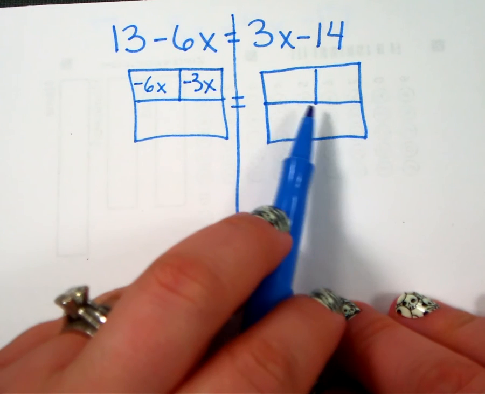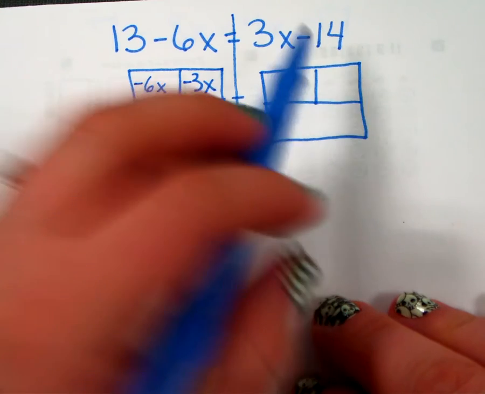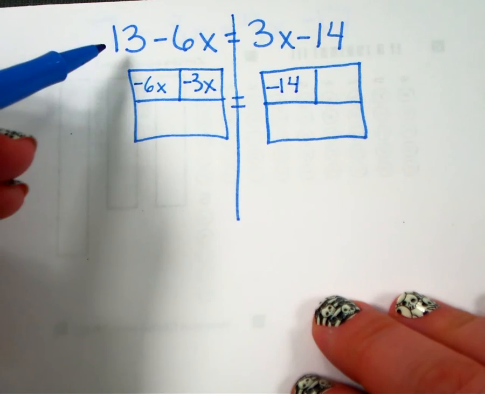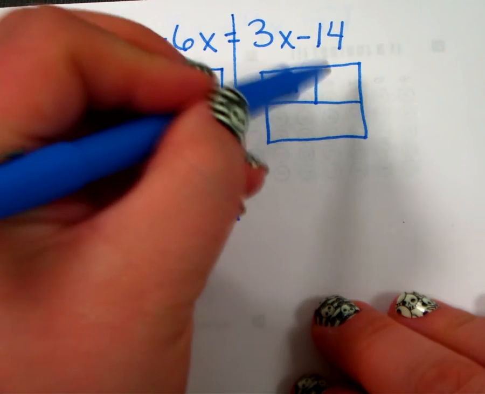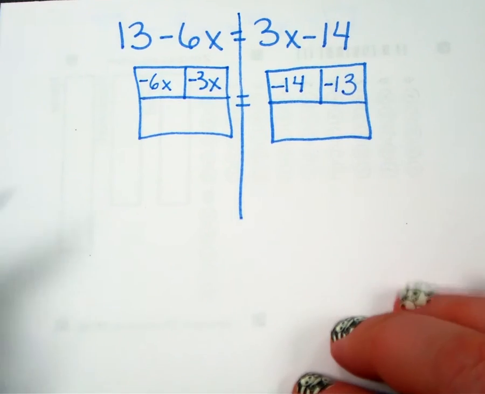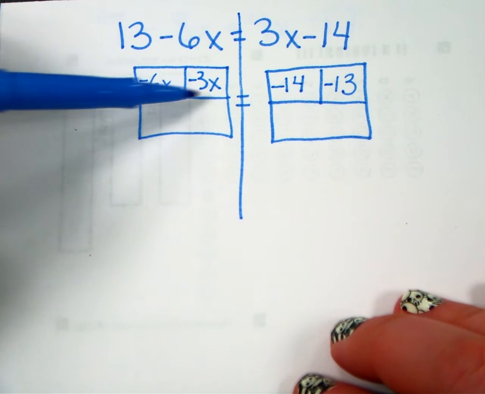Now for my constant box. The negative 14 is on the same side, but the 13 needs to move to the opposite side, so it will be the opposite sign. Now we just have to combine our like terms.